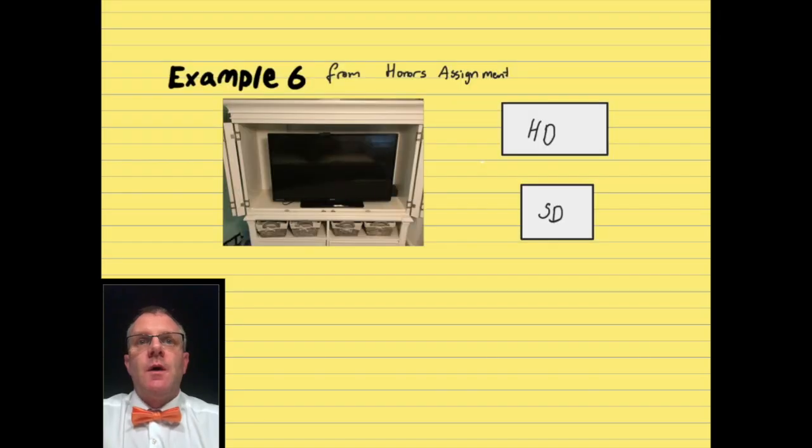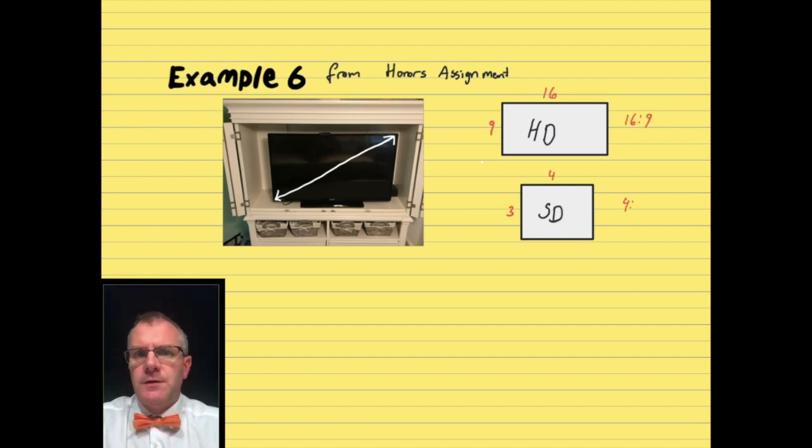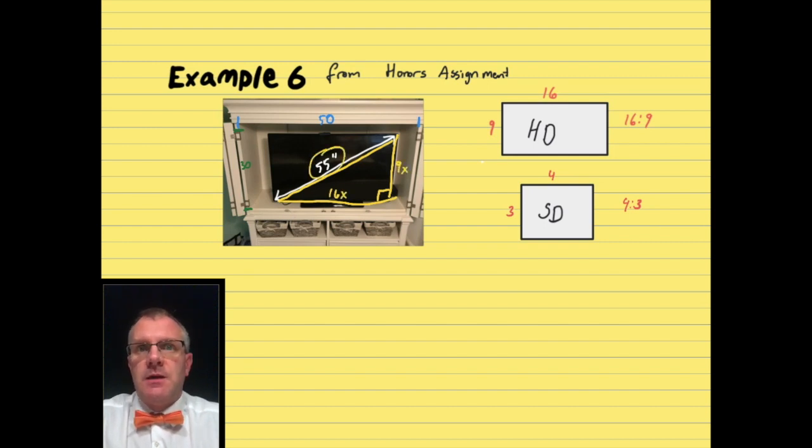Example number 6, also coming out of your honors assignment. This one stated that when we're measuring televisions, we measure corner to corner on the television to get the size for the television. Now, televisions come in high definition, HD, or standard definition, SD. The HD televisions come in a 16:9 ratio, so 16:9 length and width. Standard definition televisions are a ratio of 4:3, 4:3 length and width. Go ahead and multiply that out.